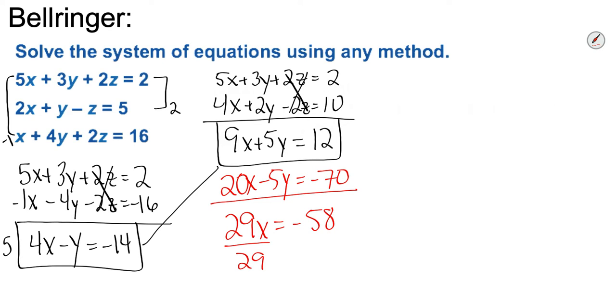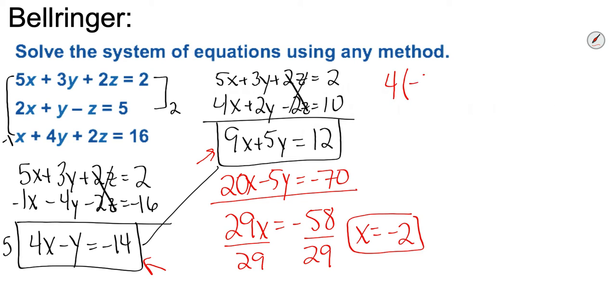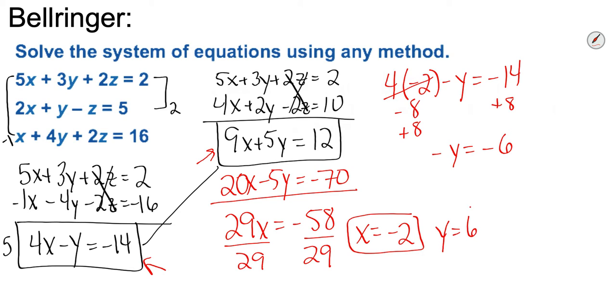So divide both sides by 29, and we get a nice number. We get a -2. So that is our x. So now let's take that, plug it into this equation. We could do this one as well, but the one on the left here is a little bit nicer. So plug it in for the x. So 4 times -2 minus y equals -14. So this is a -8. So -8 minus y. So we'll add that 8 to the other side to move it away from the y. And then we get -y is equal to -6. Multiplied by a negative, and we get y equals 6.